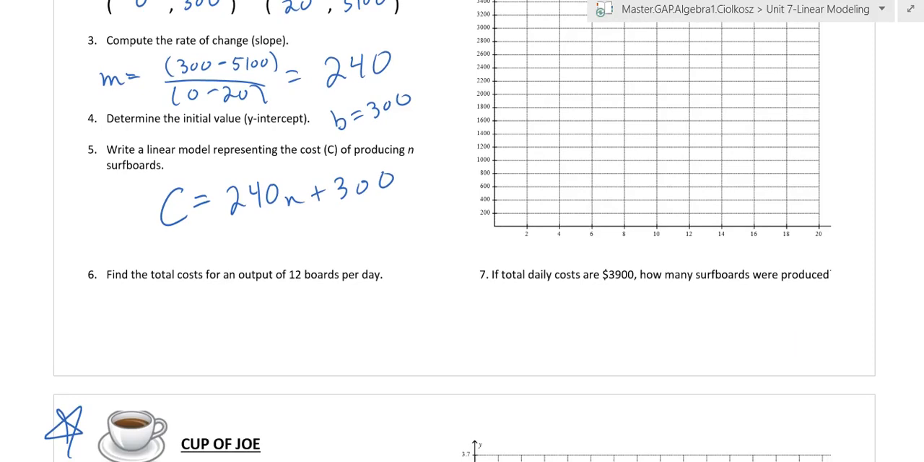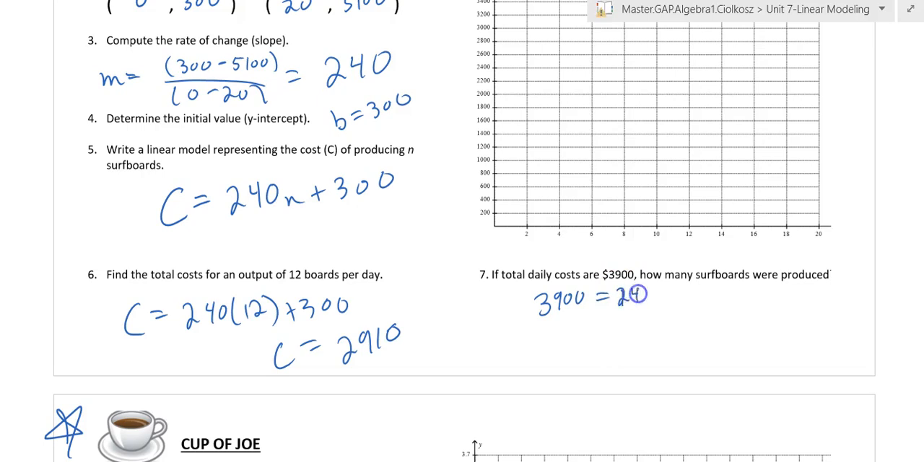Okay, so find the total cost for an output of 12 boards per day. Well, that would be C is equal to 240 times 12 plus 300, which gives me 2,910. Here, they're giving us our total cost, so we're solving for that n. So subtracting 300.